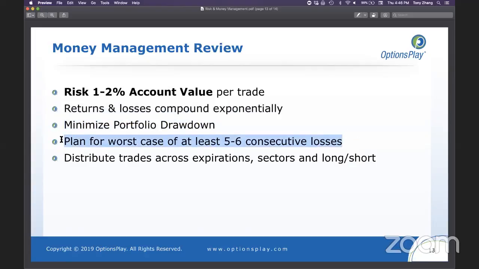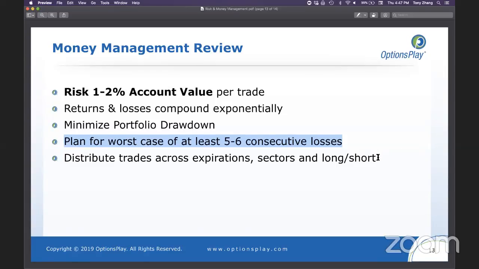In order to do so, you will always want to plan for a worst case scenario of having potentially at least 5 to 6 consecutive losses. It's very unreasonable to say that I won't have 5 to 6 consecutive losses in a row in my account. And what you want to do is, even in that worst case scenario, you're not risking more than 25% of your account. And that's going to allow you to continuously improve upon your strategy and effectively live another day to trade, because that is effectively the whole point of trading.